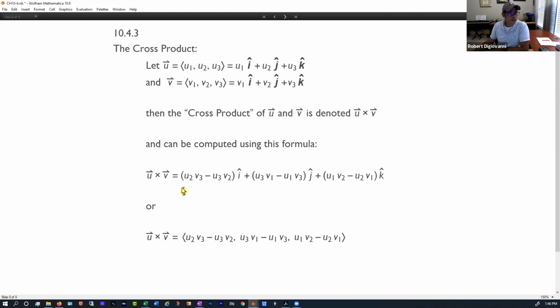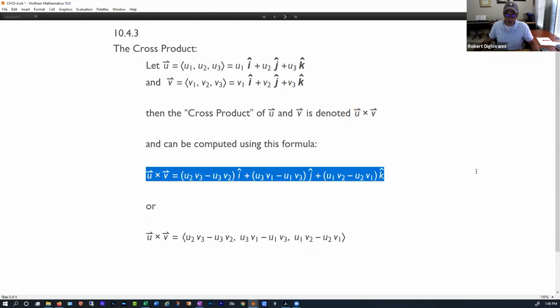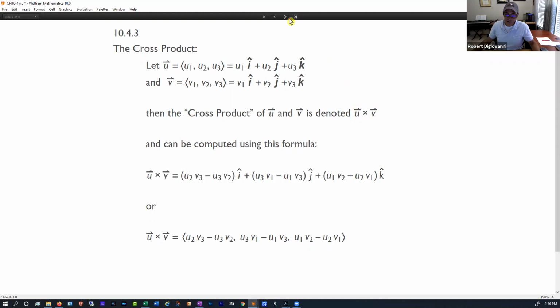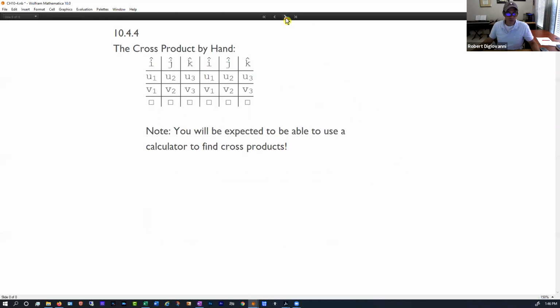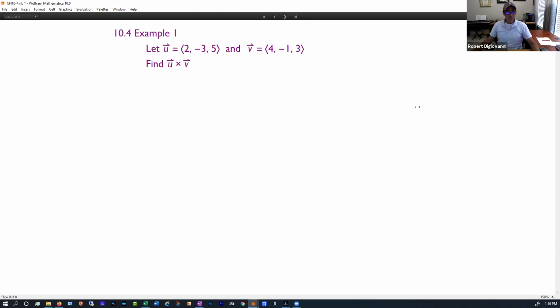But I don't recommend you memorize the formula because there's another way that we can do cross products that's a little more systematic and I think user-friendly. So just know this formula exists. Memorize it if you want. Instead, we're going to use something like this, which is just a way to do cross products by hand. I'm going to do an example, and once you see it, I think you'll say, okay, I kind of get it.